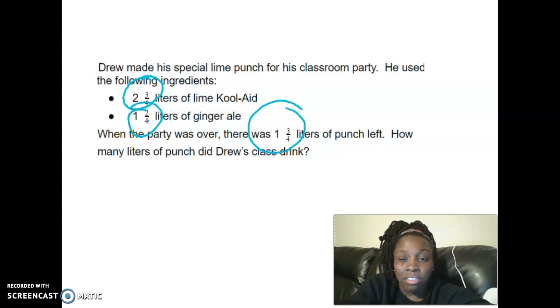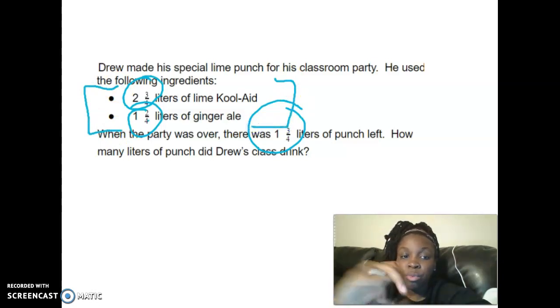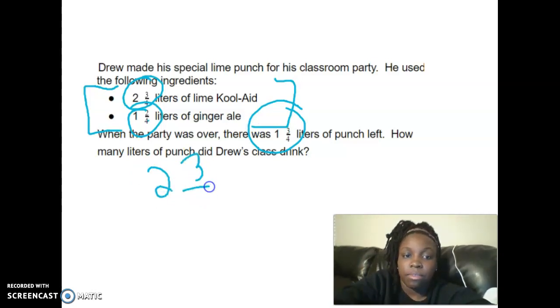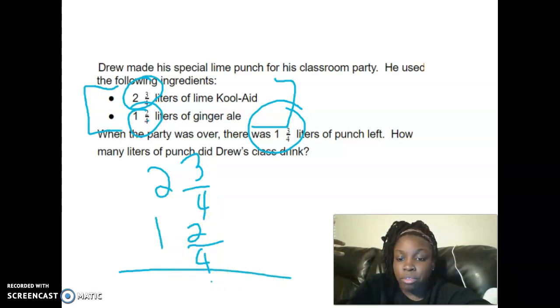All right, so obviously this is more than one step here. So first, when I look at this problem, I'm thinking, these bullets mean something here. And every time you have bullets, sometimes you have to chunk them together, right? So these are the ingredients. He used 2 and 3/4 of Kool-Aid and 1 and 2/4 of ginger ale. What do you think I have to do with the bullets first? Add, subtract, multiply, or divide. Good. I have to add these up.